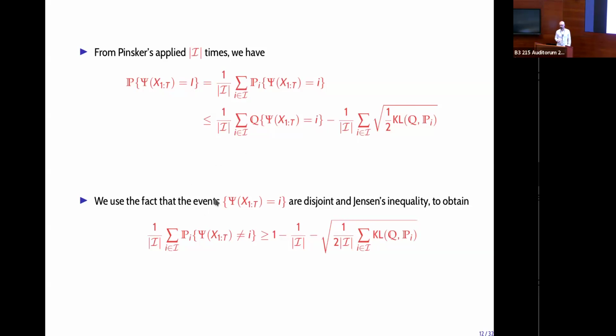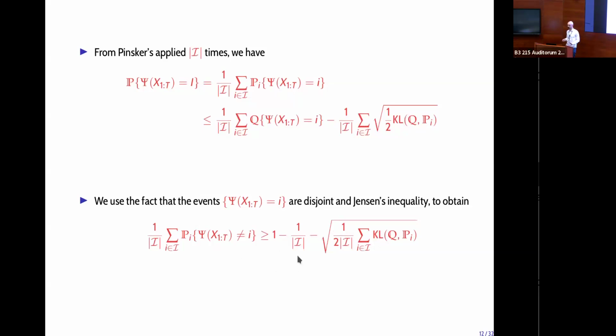So now I also assume the fact that, I mean, I don't have to assume it. I know that these events are disjoint. Why are they disjoint? This is the probability that the detector is equal to I. And the detector is only giving me one possibility each time. So clearly all these events are disjoint. And so I can sum up all the probabilities here, and I get for sure something less than 1. And then I can use Jensen inequality to bring this sum inside. And so finally, I obtain this inequality.